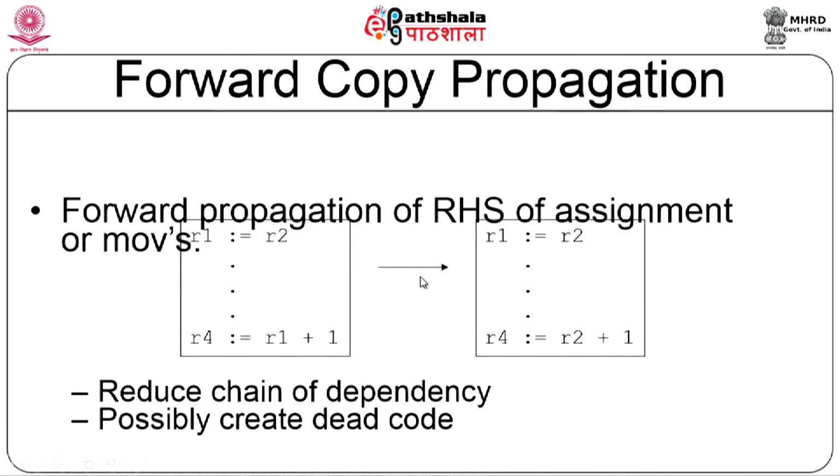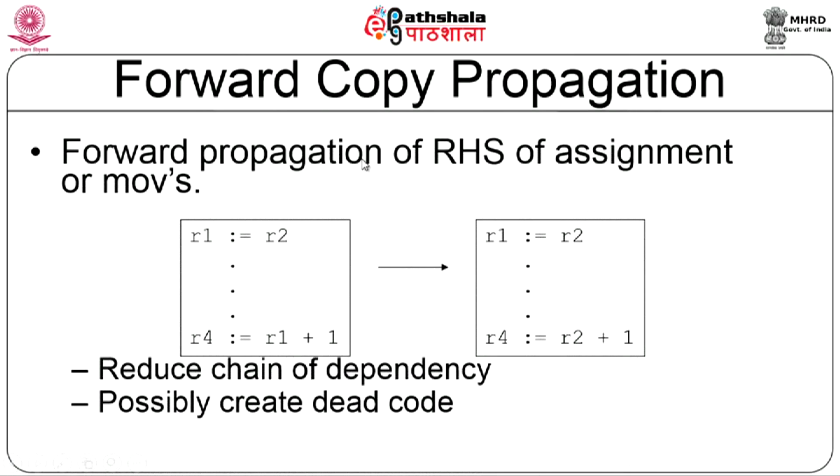There is one thing called forward copy propagation. Forward propagation of the RHS of an assignment or moves. So, this is basically done, and it reduces the chain of dependency, and it typically creates what is called dead code. So, R1 is equal to R2 here, and this says R4 is equal to R1 plus 1. So, wherever R1 is used, I could replace that with R2. So, R4 is equal to R2 plus 1. Therefore, this basically becomes redundant or dead code.